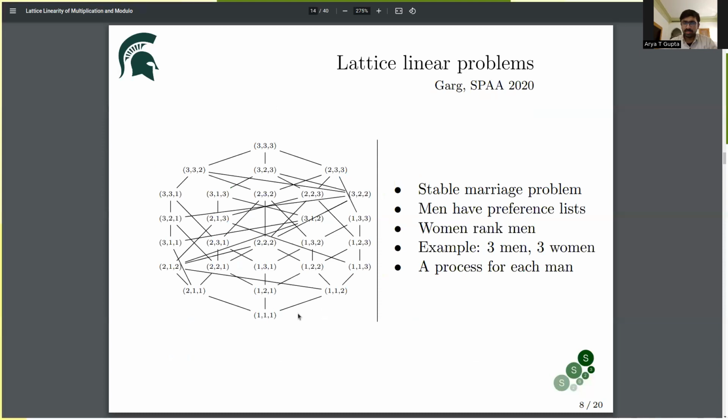Moving ahead with our discussion on asynchrony, Garg in 2020 introduced lattice linear problems. And the example problem that we are going to discuss is the stable marriage problem. In the stable marriage problem, there are men and there are women. Men propose to women and women accept or reject that proposal. Men have preference lists and women rank men.